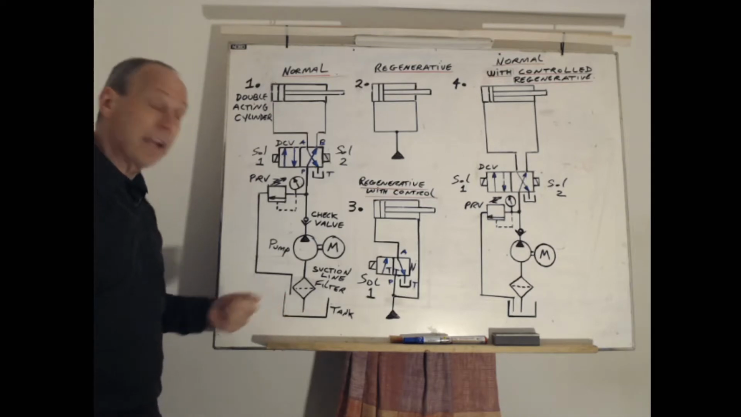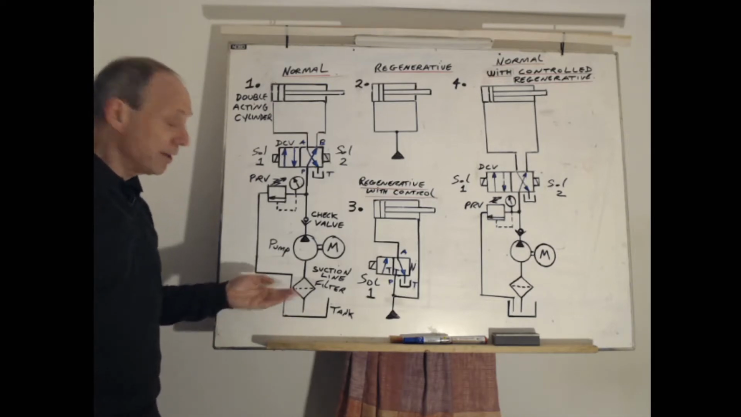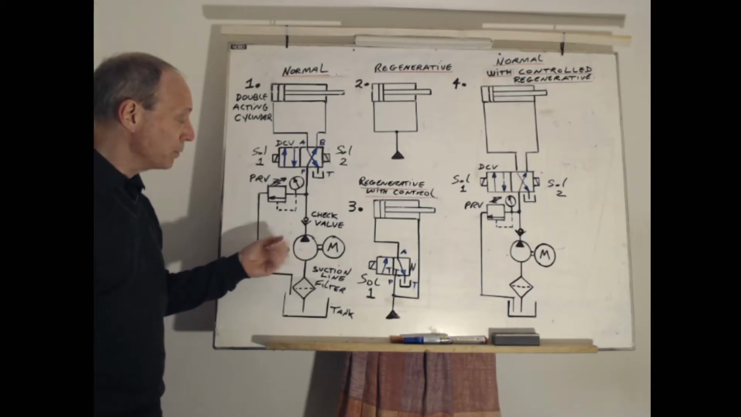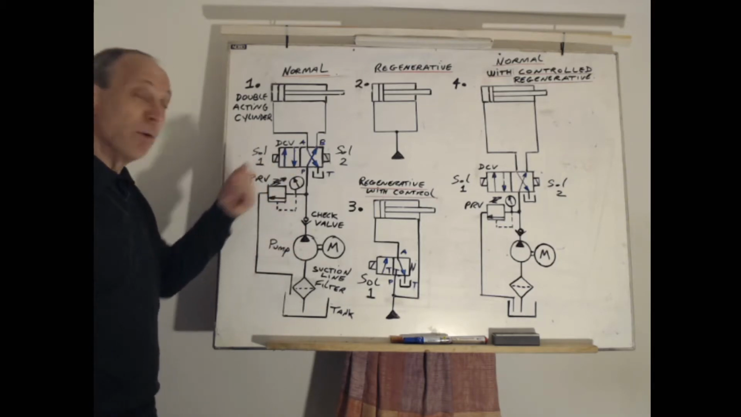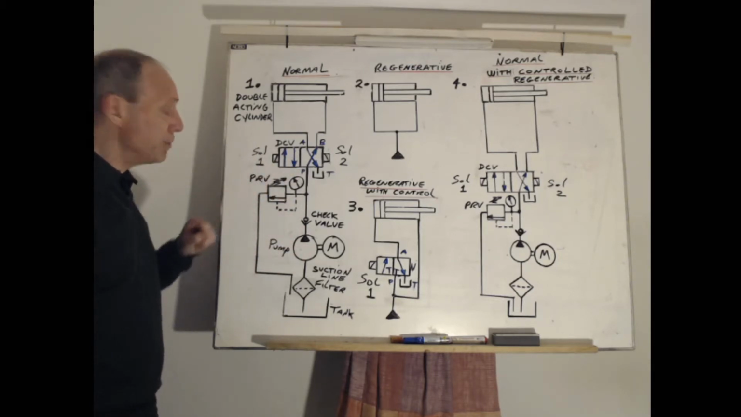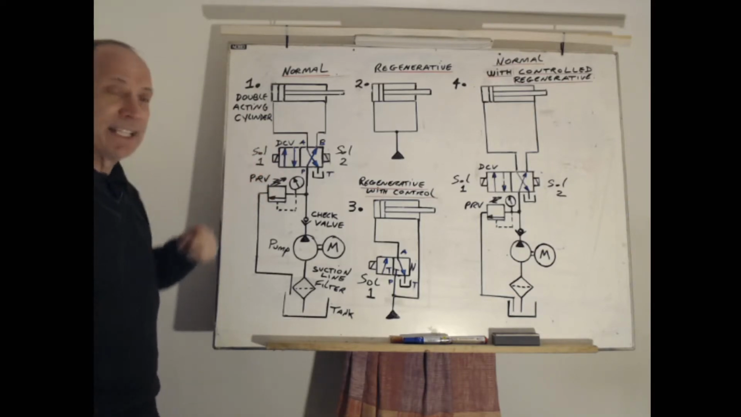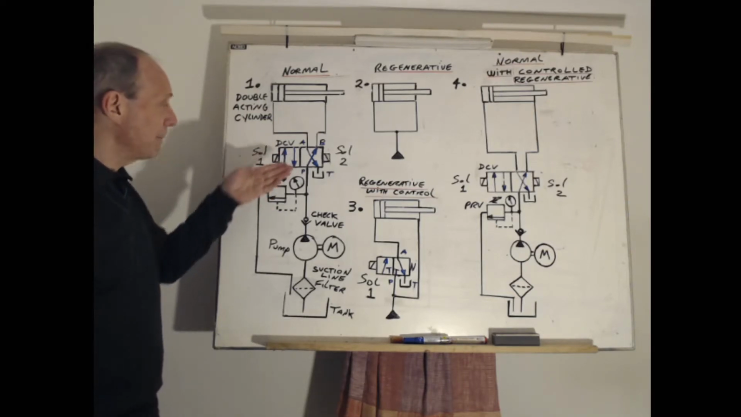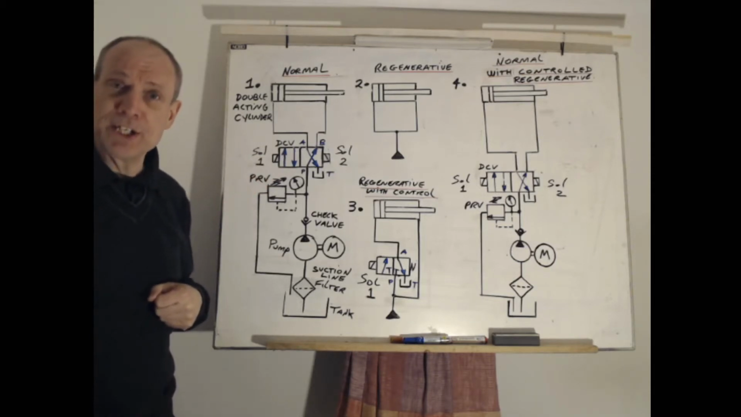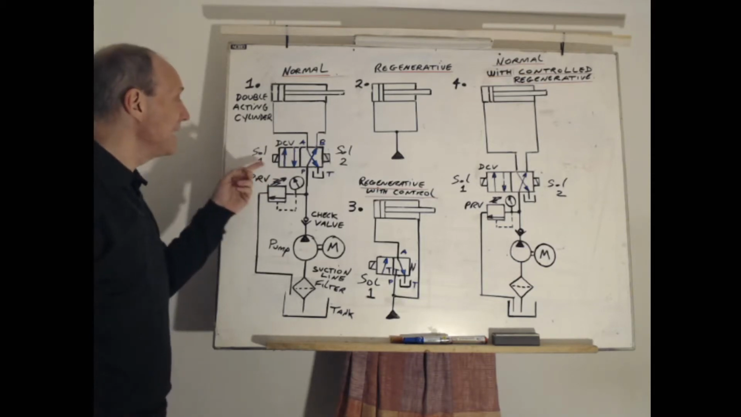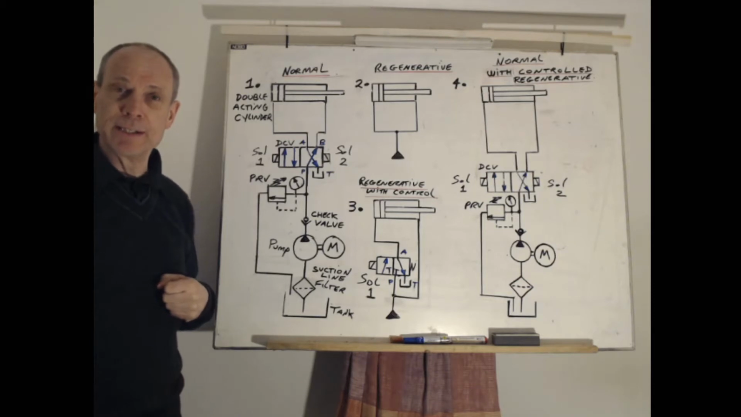We have the tank containing the oil, a suction line filter, the pump and motor which generates the flow of oil. We have a pressure relief valve that we can adjust and we can maintain a certain pressure in the system. This pressure is applied to a 4-port 2-position valve, and in this case it is solenoid operated both sides.